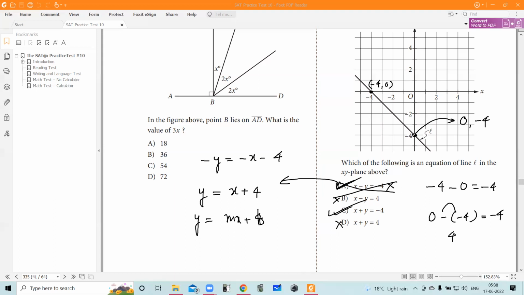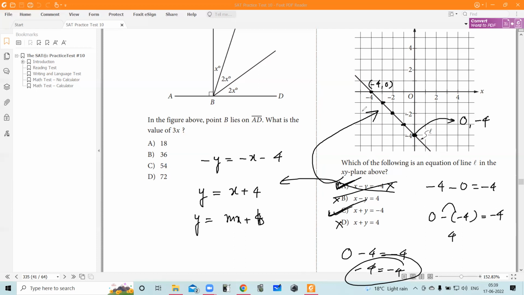So you can check it out also. 0 minus 4 equals 0 minus 4, so -4 is equal to -4. That's it, it's working. You can plug in the points, any point. You can plug in this point, this point, this point, because only that equation will satisfy all those points, which will be the equation of that particular line. Other equations will not satisfy all those points.